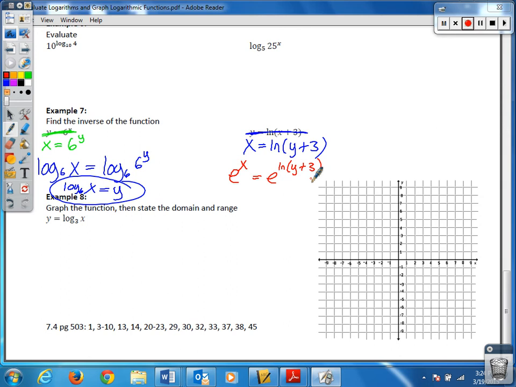On the left side, we're just left with e to the x. But on the right side, we have an exponent with base e and the log with base e. Those cancel out, and we get just y plus 3. Then all we have to do is subtract 3 from both sides to get y by itself. And so the inverse of that is going to be e to the x minus 3.